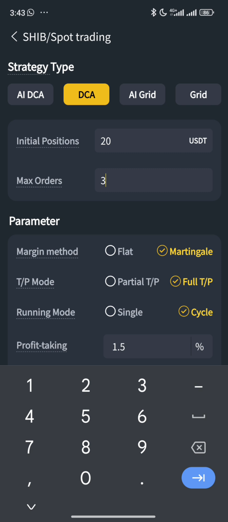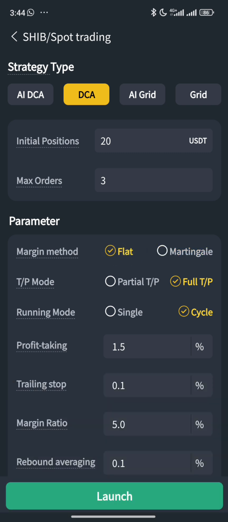So 20 is my initial position. My max order is 3. My margin method, I choose flat, because in this example I am using $100 and I want to maximize profit with my $100. So I wouldn't want to use martingale here. This should be for those trading with very huge capital from say $1,000 and above. Now, what do I do then? My TP mode should be partial TP, because I want to make money as my bot is buying every position and also selling individual positions.